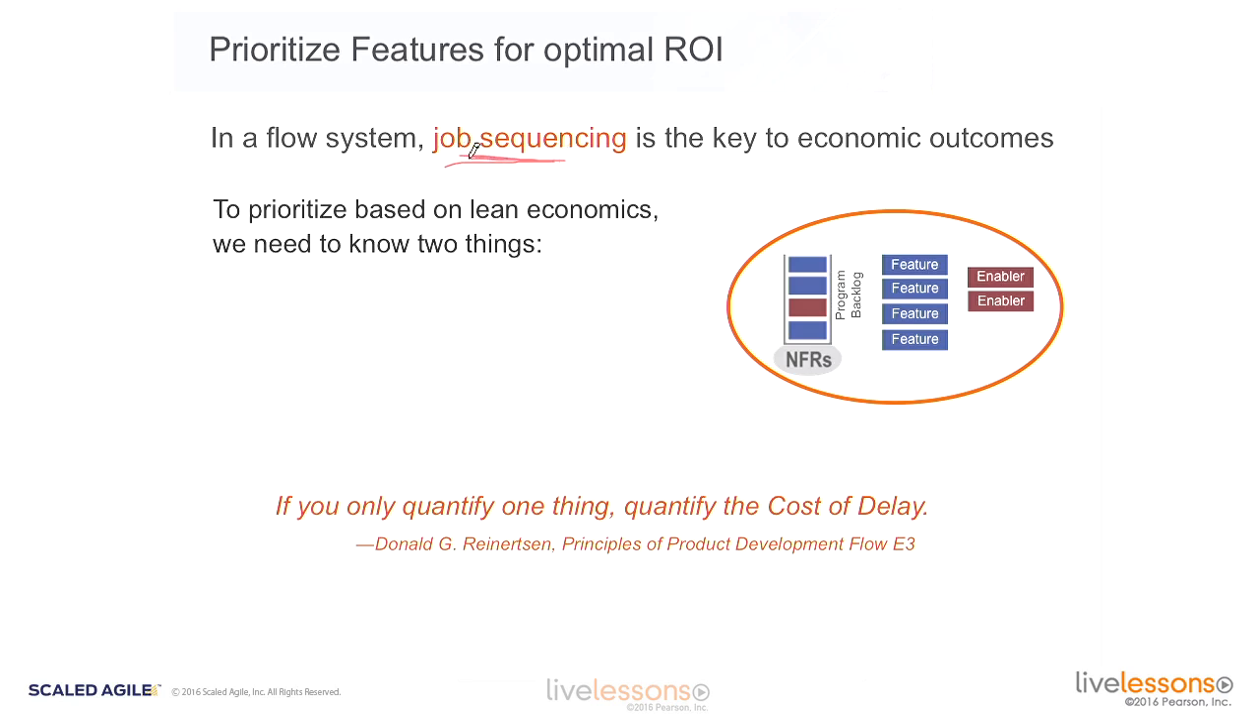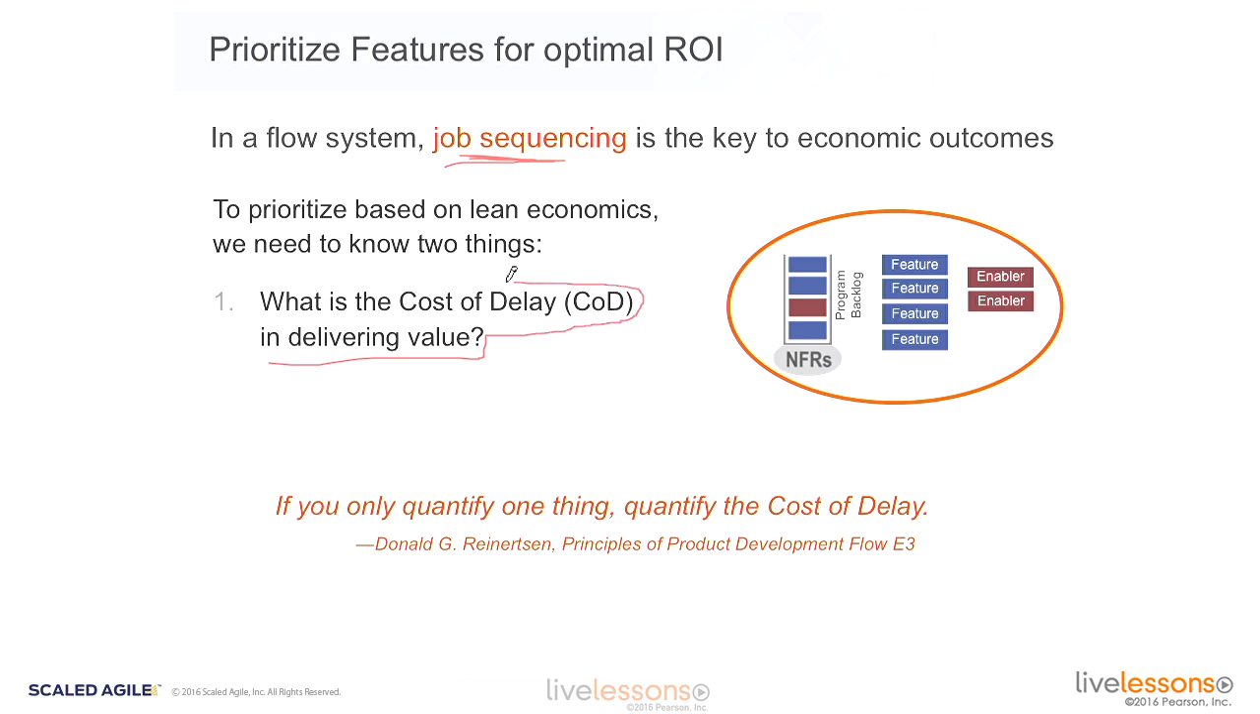What we mean by that is not so much the job itself, it's how we sequence the jobs through the system that produces the greatest value. In general, to prioritize on lean economics, we need to know 2 things. We need to know the cost of delay in delivering value. Cost of delay sounds like a penalty, and it is. It's basically the net present value of the money we didn't get.